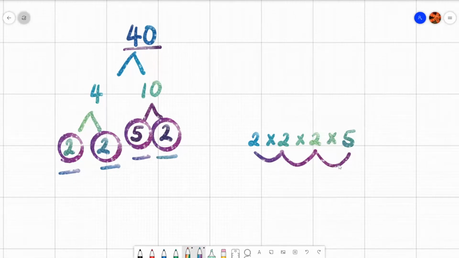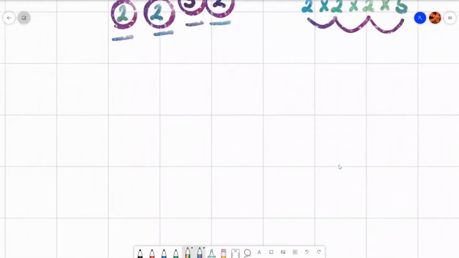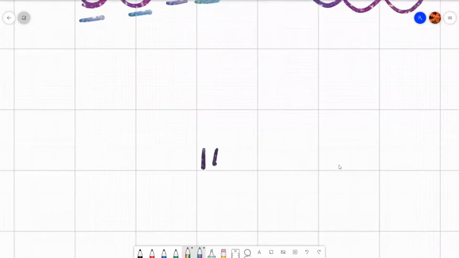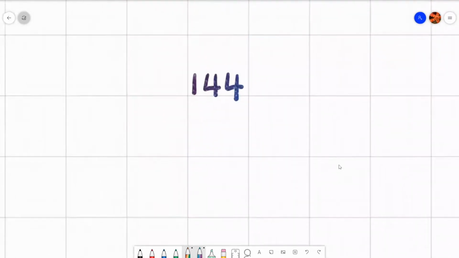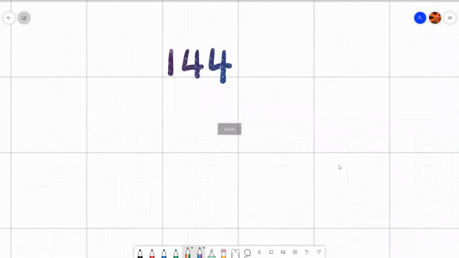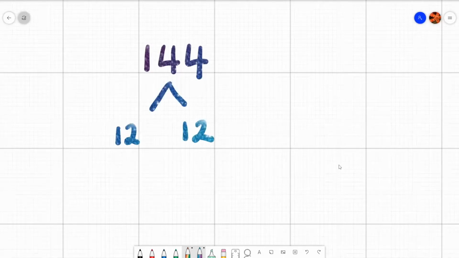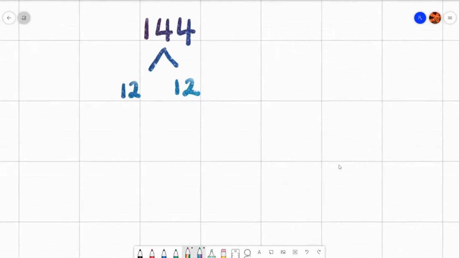Okay, let's have a look at another example. Let's do the number 144, a slightly bigger number. Again, it's up to you, you can answer this any way that you want. We'll do this in two different ways this time, so you can see. The first pair of numbers that come to my mind is 12 times 12. 12 is not prime, so I'll have to split this up further. I can do 4 times 3. 4 is not prime, so I need to split that up further.